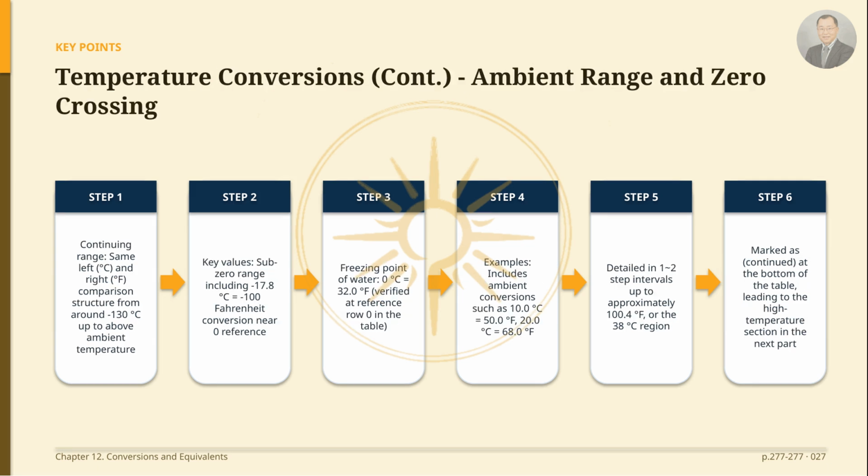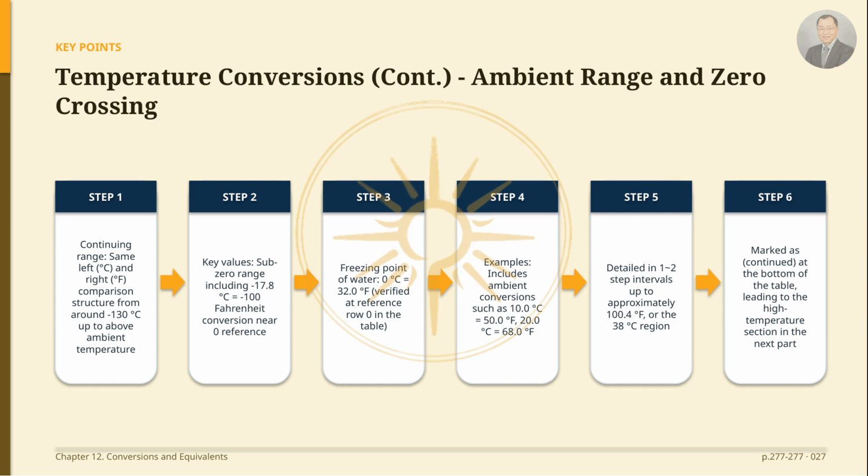This slide is a continuation of the previous temperature conversion table, covering the ambient temperature range and the zero crossing point. You can verify the correlation between Celsius and Fahrenheit through examples such as the freezing point of water, where 0 degrees Celsius corresponds to 32.0 degrees Fahrenheit, and 20 degrees Celsius converting to 68 degrees Fahrenheit. The other values are finely subdivided around room temperature, so engineers should directly look up the required values using the side-by-side comparison structure during design or measurement. Please note the continued mark at the bottom of the table and refer to the high temperature range in the next part.